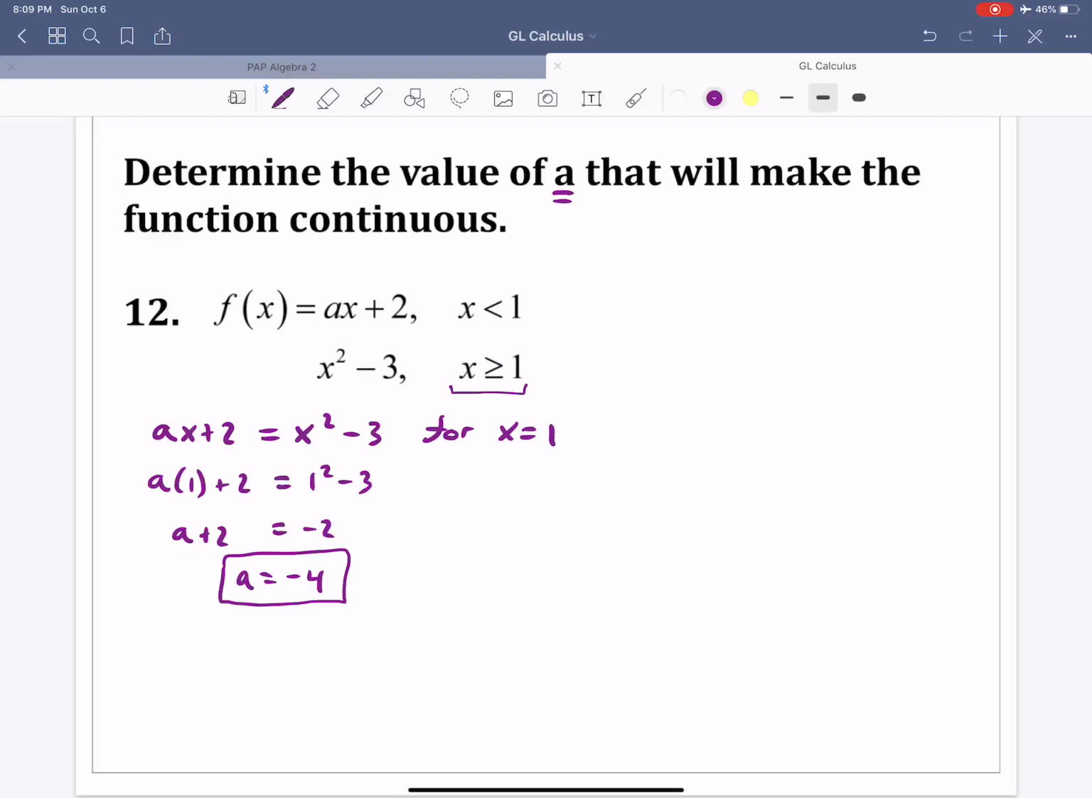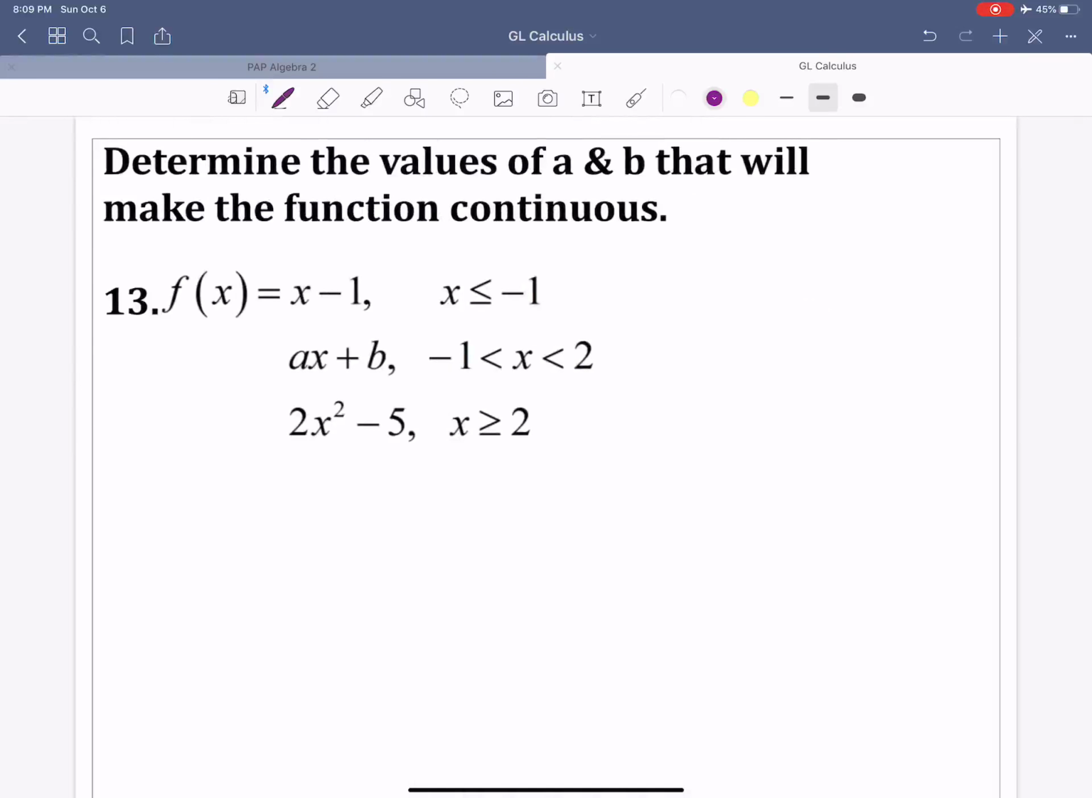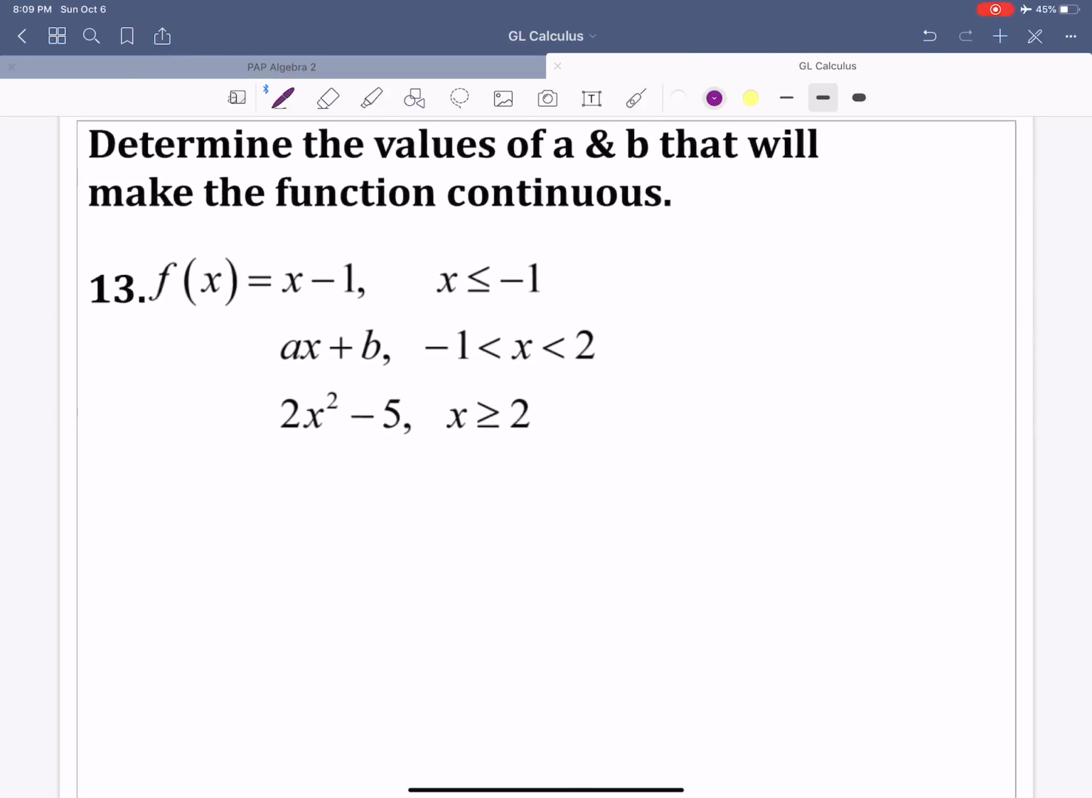If a equals -4, this limit will exist. If a equals -4, this limit does exist, and it will be the same thing as f of 1, because if you plug that in, f of 1 equals 1 squared minus 3. It would equal -2, which is, again, the same as what our limit would equal if I used a equals -4.